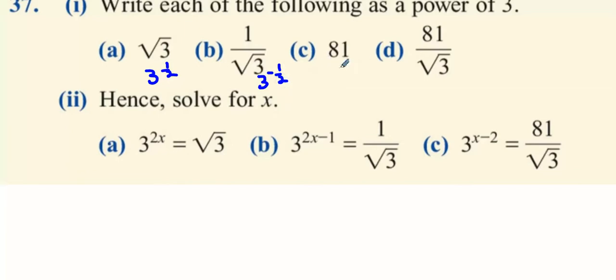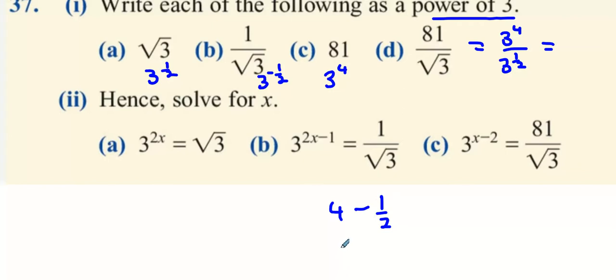Okay, this one here, otherwise known as shift factor, you'll get 3 to the power 4. Last one, 3 to the power 4 over 3 to the power of a half. What's 4 take away a half? Top heavy. It is 7 over 2. You've learned how to do that recently, have you? Multiply top and bottom by 2. Take them away, you get 7 over 2. So 3 to the power of 7 over 2.